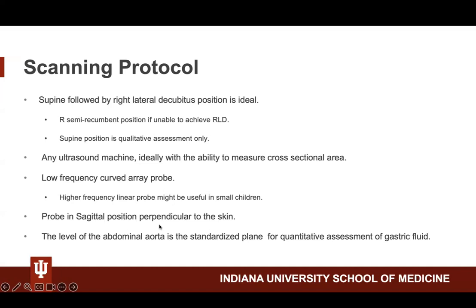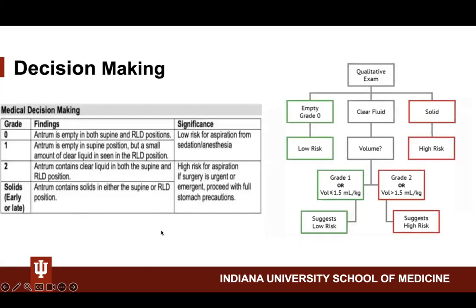Visualize the antrum with the probe in the sagittal position at the level of the aorta, the standardized plane. If not at this level, gastric volumes may be underestimated. First, assess the patient in the supine position, followed by the right lateral decubitus or right semi-recumbent if necessary. This is the general protocol to follow when utilizing gastric ultrasound to determine gastric contents.